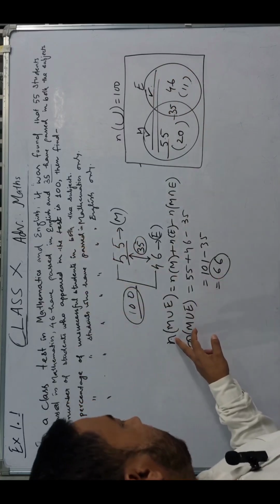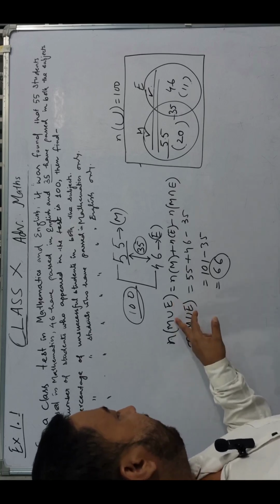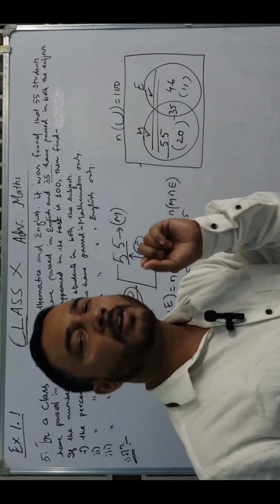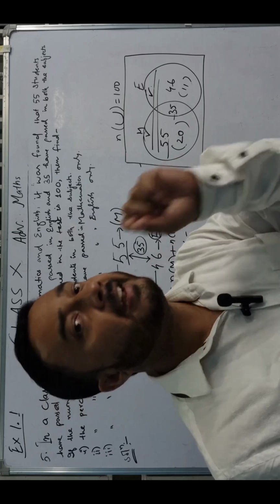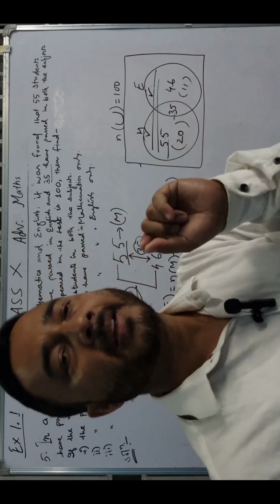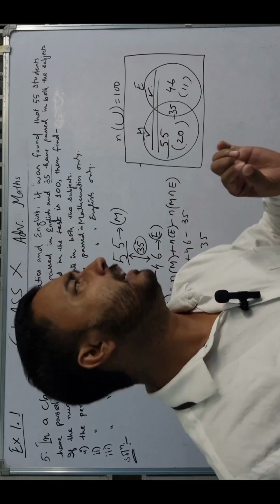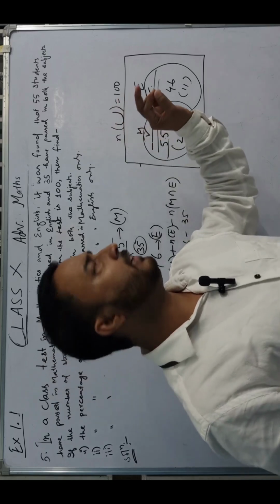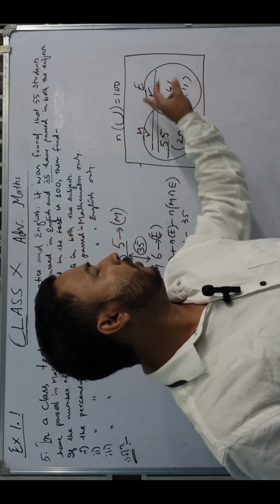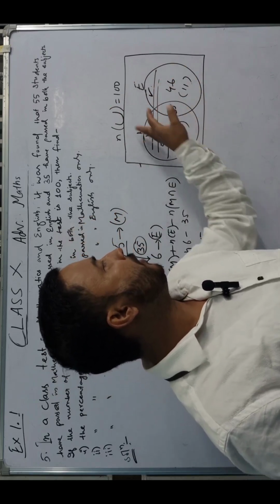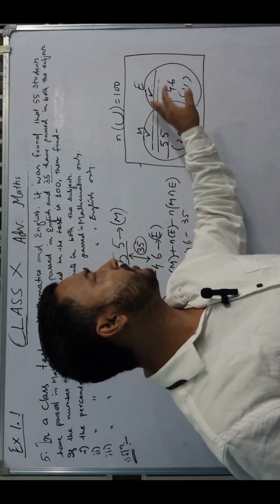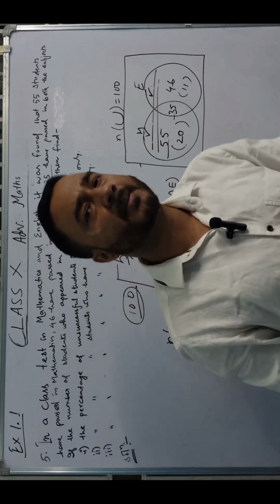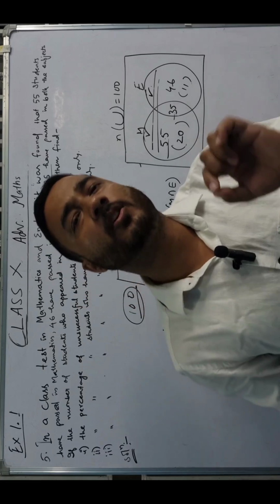What is the meaning of the set M union E? M union E means the students who have passed maths or English, not maths and English. They have passed any one of the subjects. If a student passed maths, they will be in M. If a student passed English, they will be in E. Any element which is in M or in E will be in the union of the two sets, M union E. That is the meaning of the union of two sets.